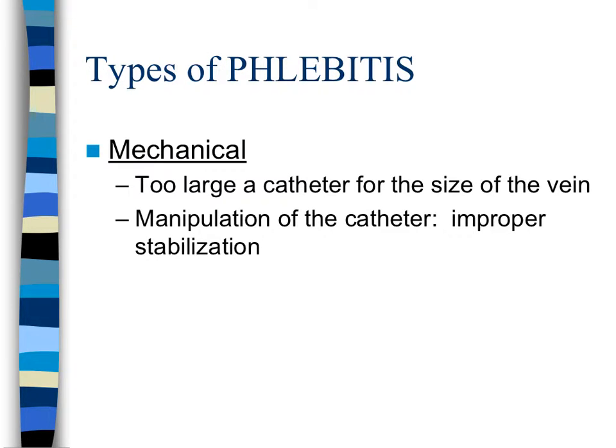Mechanical phlebitis can occur due to catheter irritation or injury to the cells lining the vein wall. This may occur during insertion or when a large catheter is placed in a small vein, or at the point of flexion, or when the catheter lacks adequate stabilization, causing catheter movement which irritates the vein wall.